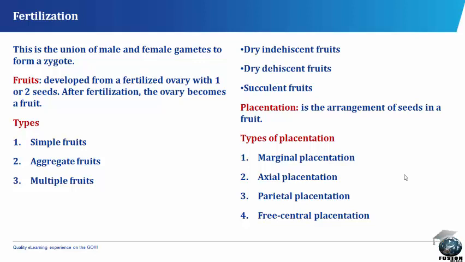The parietal placentation. Ovules are in several lines on the wall of the ovary. Example, pawpaw. For the free central, ovules are attached to a knob at the base of the ovary. Example of this type of placentation is the water leaf.